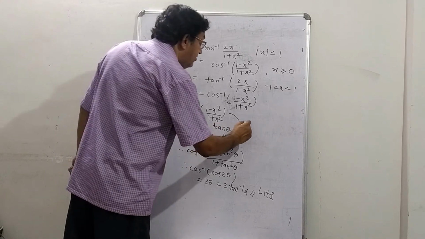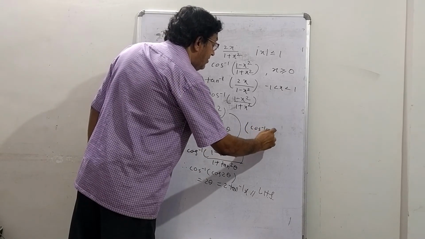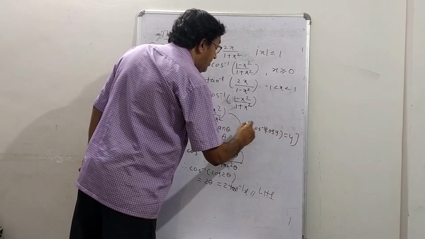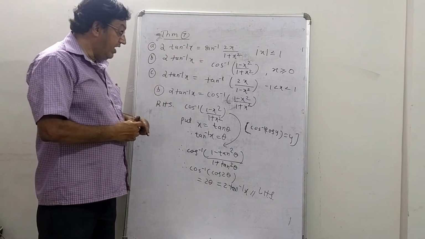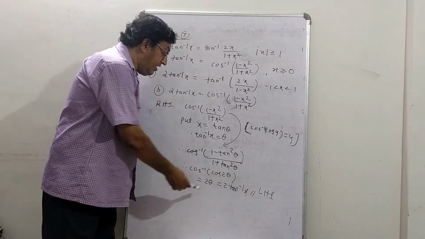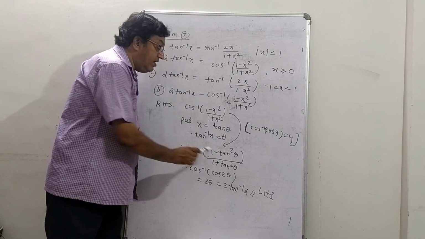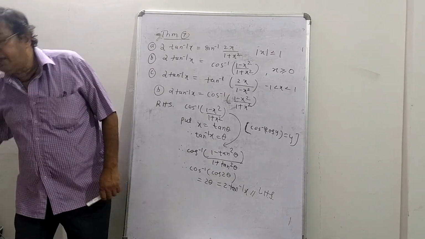Again here I use cos inverse of cos y. Which result have I used? Cos inverse of cos y. So what is cos inverse of cos y? It is y. So I have used that result here. Cos inverse of cos y is y. Instead of y it is 2 theta. So cos inverse of cos 2 theta is 2 theta. It is 2 times tan inverse of x, which is your left hand side.